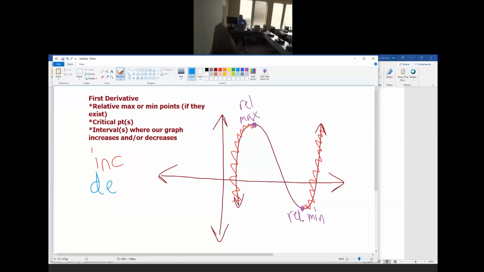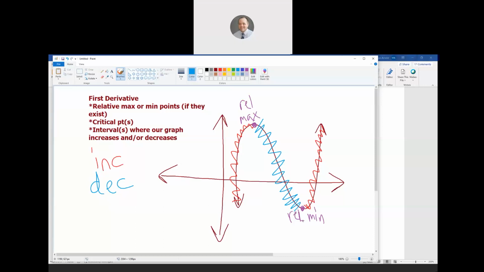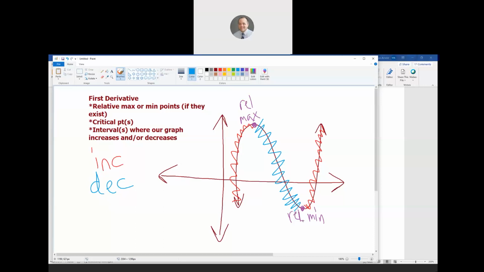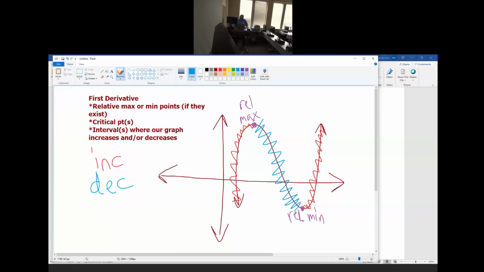All right, in blue, let's highlight the intervals that are decreasing. There's only one specific interval, and that's in the middle. Decreasing means you're going downhill. So that would be the interval on which your function is decreasing. In a separate video lecture, I will discuss the calculus way with critical points, how to easily find all of this information.